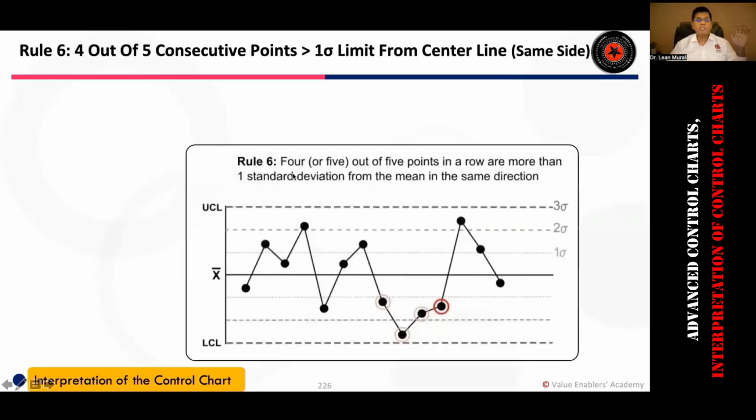And rule 6 is 4 out of 5 consecutive points greater than 1 sigma. So this is 1 sigma here. You find here 1, 2, 3, 4, 5. Okay, more than 1 sigma. So that is also a special cause. Okay, just like 2 sigma, there's a 1 sigma limit. But here, instead of 2, 4 out of 5 consecutive points. So type R6-CC in the chat box.